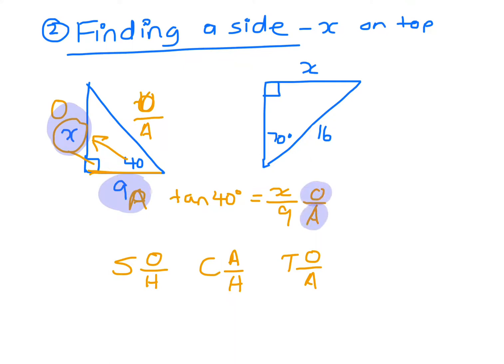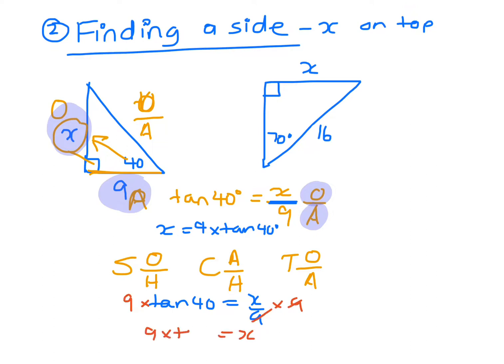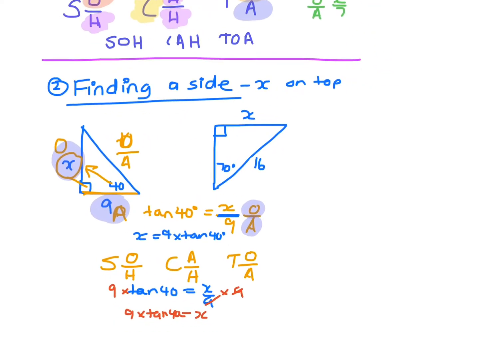Okay, and if you look at that, x is actually on top. So what you need to do is, because that is division there, you need to times. So x will equal 9 times 10, 40. Just to give you a reason as to why you times, if you have 10, 40 equals x, if you multiply both sides by 9, they cancel out, you'll end up with x is 9 times 10, 40. So you're basically doing the opposite.